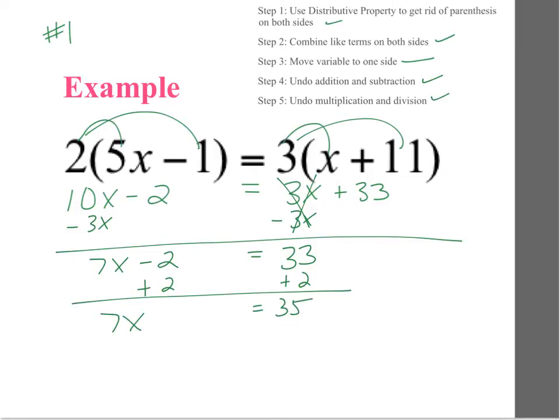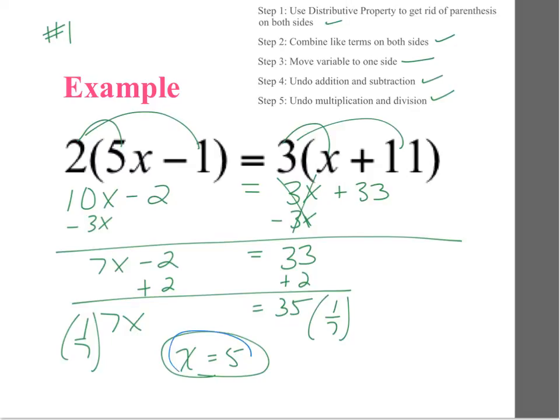Then I'm going to undo the multiplication and division. As you see here, this is 7 times x. So I'm going to divide by 7, or multiply by 1/7, so that x equals 5. Now we've talked a bit about this before, but I'm reminding you, dividing by 7 and multiplying by 1/7 is the same thing. Now you should always put your answer, in this case 5, back into the problem to see if it works.